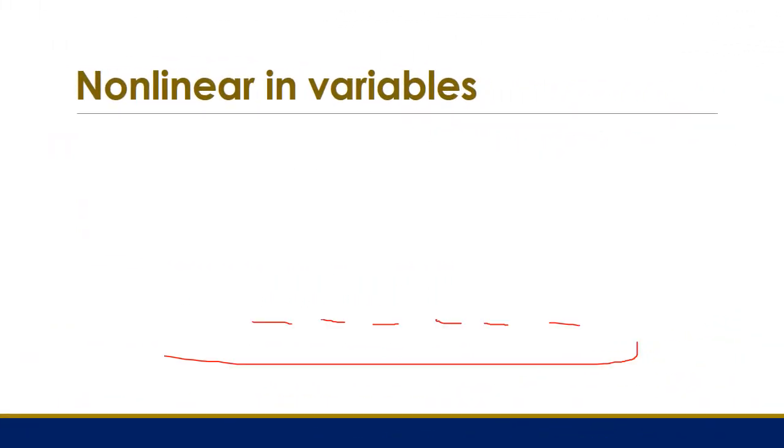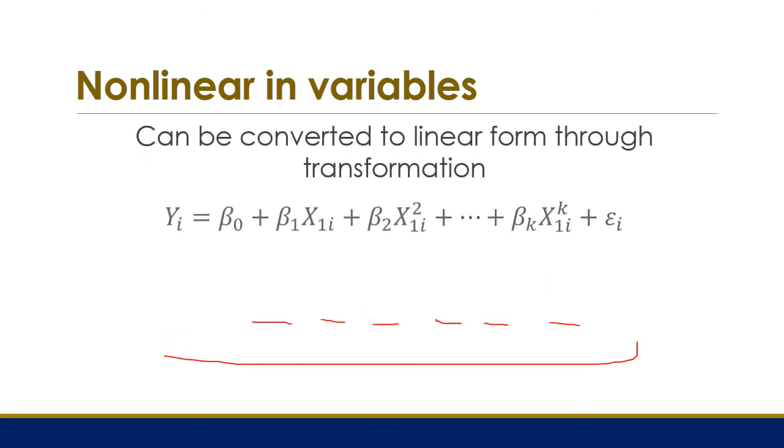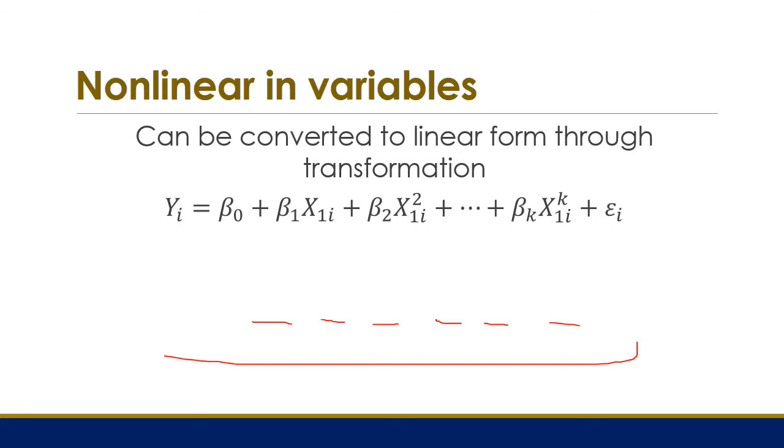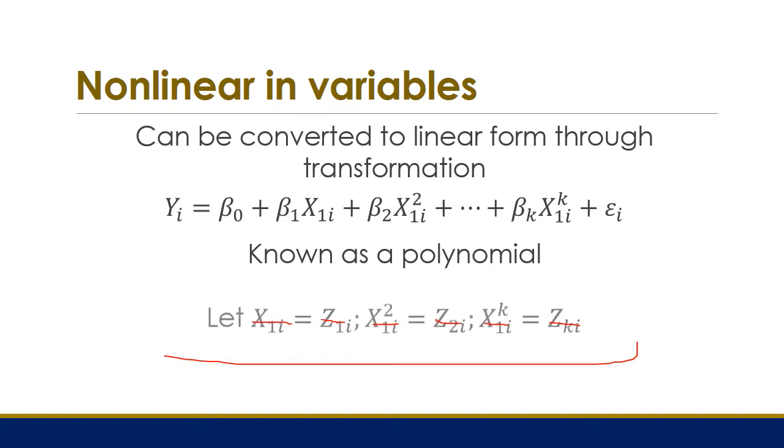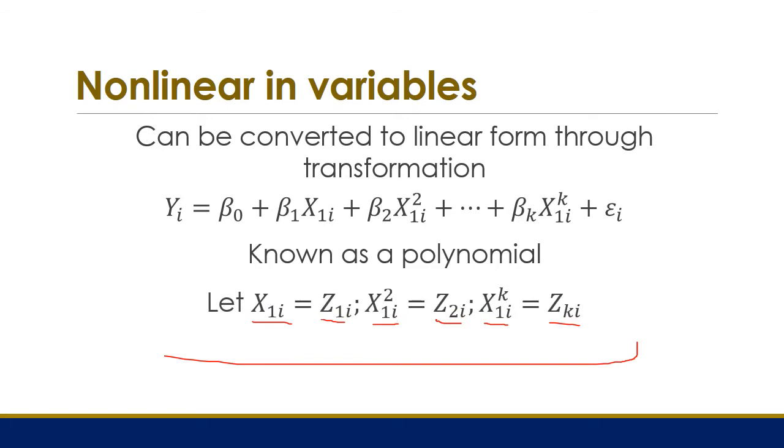In most cases, nonlinearity in variables can be removed through transformations. For example, consider a nonlinear model in increasing powers of x. This is known as a polynomial model. It can be transformed by letting the powers of x be equal to some variable z. So we can put x1i to be equal to z1i, x1i squared to be equal to z2i, and so on and so forth, and we have x1i power k to be equal to zki.